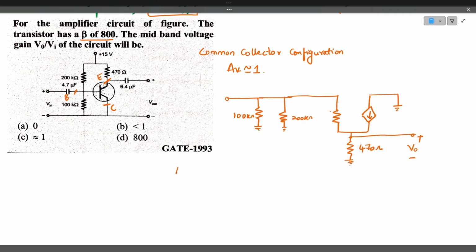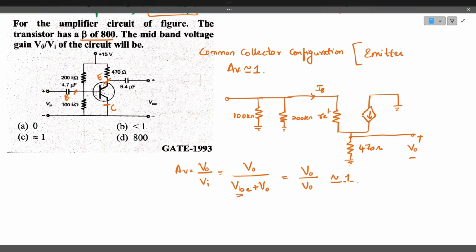Now the voltage gain AV is equal to output voltage divided by input voltage. The output voltage I am noting as V0, whereas the input voltage will be VBE plus V0. Okay, input voltage will be VBE plus V0. This is the base current, and this is small resistance, emitter model resistance. So VBE is very very small. We can neglect that. V0 divided by V0. This will be approximately closer to 1. The voltage gain of the emitter follower configuration, this is also called emitter follower, is approximately equal to 1.